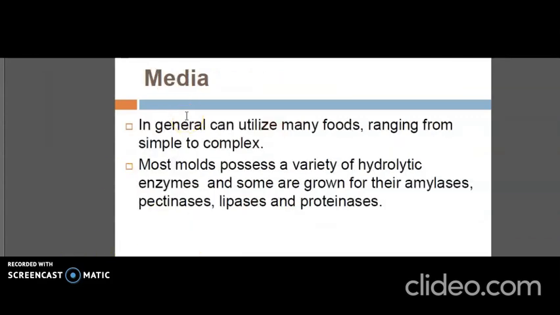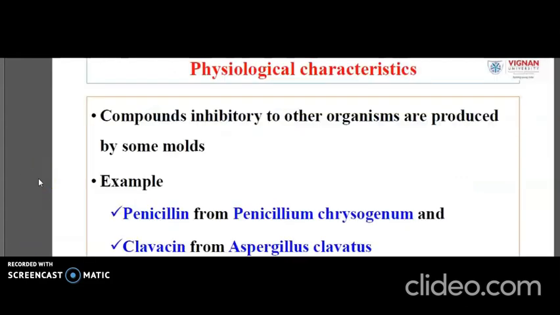It can utilize many foods ranging from simple to complex. Most molds possess a variety of hydrolytic enzymes, and some are grown for their amylases, pectinases, lipases, and proteinases. That is, they have been industrially exploited for the production of these enzymes. Compounds inhibitory to other organisms are produced by some molds, for example, the antibiotic penicillin produced by Penicillium chrysogenum and clavacin produced by Aspergillus clavatus.